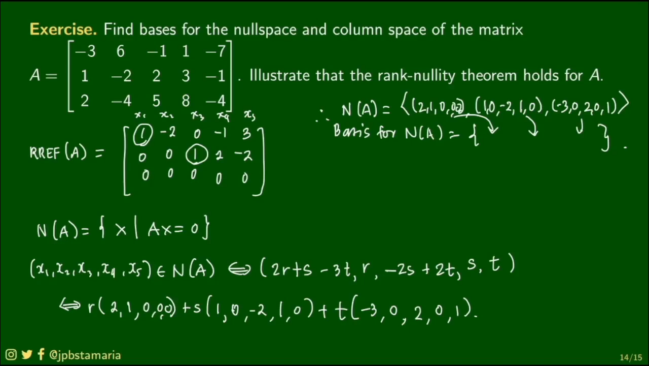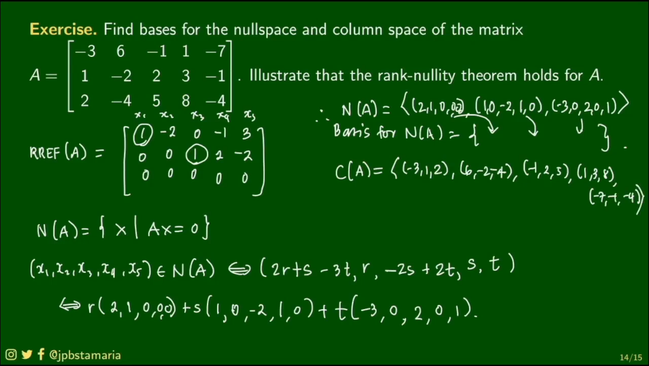The image will be the column space of the matrix. For the column space, you simply get the span of the columns. So you take the columns over here: 1, 3, 1, minus 3, 1, 2, 6, minus 2, minus 4. The second column, the third column is this. The fourth column is 1, 3, 8. And that's minus 7, minus 1, minus 4. Now, the range of this matrix transformation is in R3, so the maximum dimension is 3.